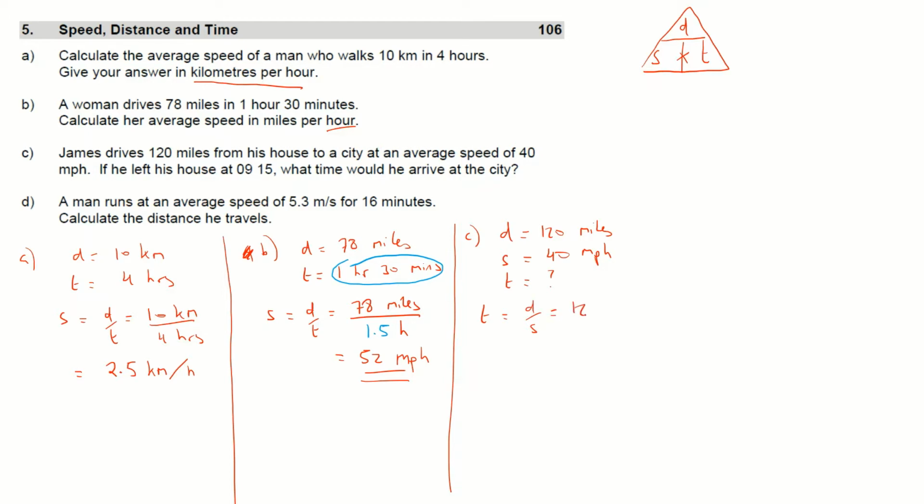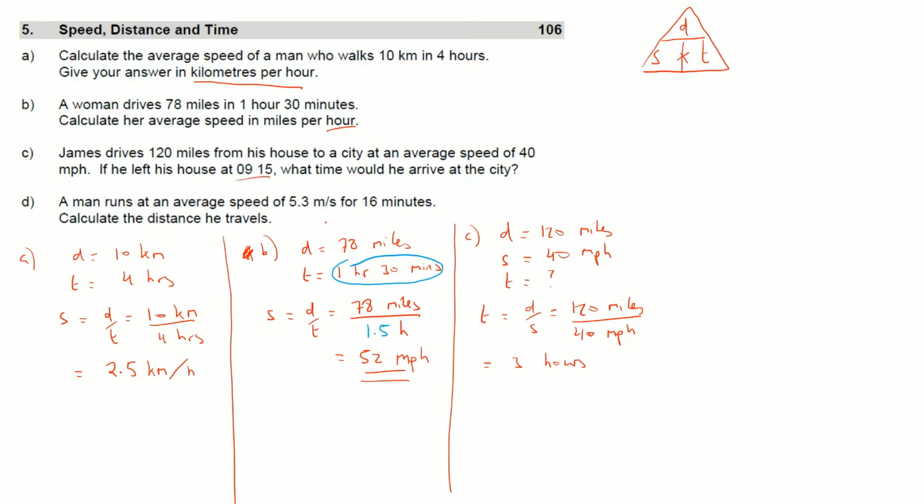So this is going to be 120 miles over 40 miles per hour, okay? And this fraction is okay because I've got miles on the top, miles on the bottom. 120 over 40 is 3. It's going to take him 3 hours because it was in miles per hour.